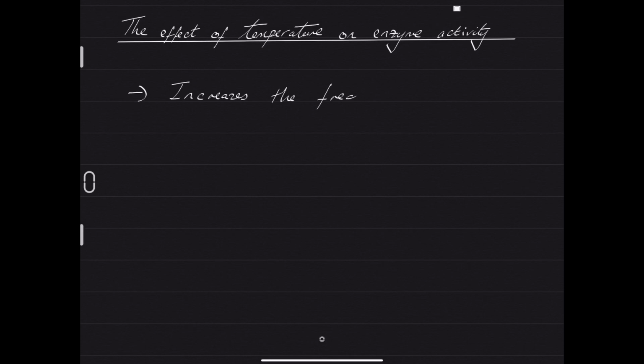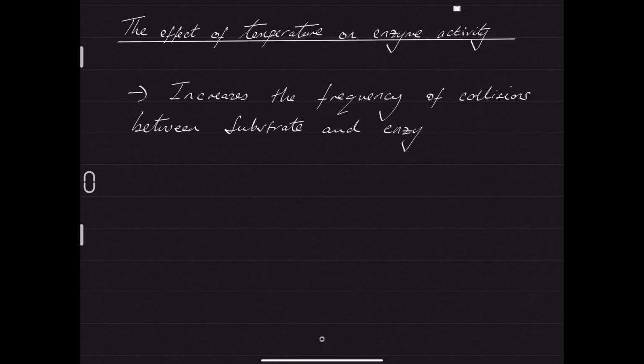the frequency of collisions between substrate and enzyme. Okay, so it increases the frequency of collisions between substrate and enzyme. Now, we are getting more collisions happening because the molecules have greater kinetic energy. Greater kinetic energy is because of the increase in temperature. We supply thermal energy to a system, and the particles or the molecules in that system gain that energy, and we see kinetic energy occurring. So we see that kinetic energy, and that translates to more collisions.